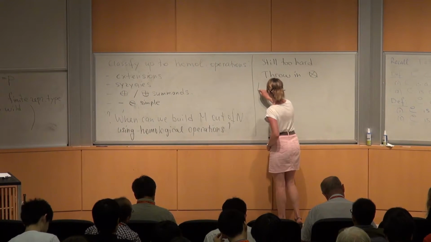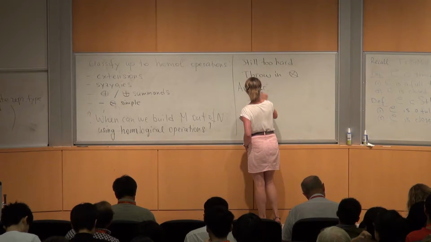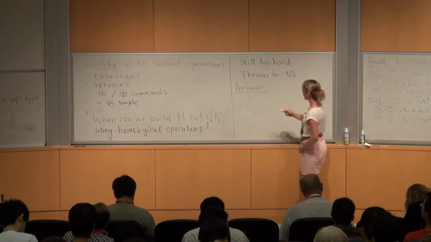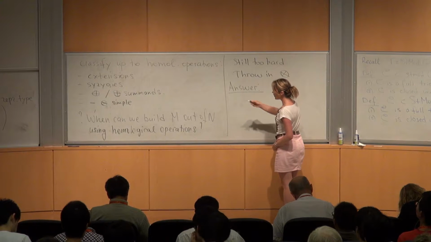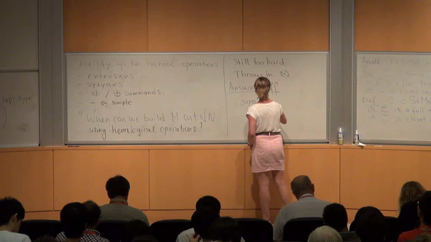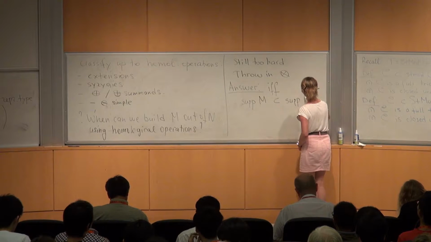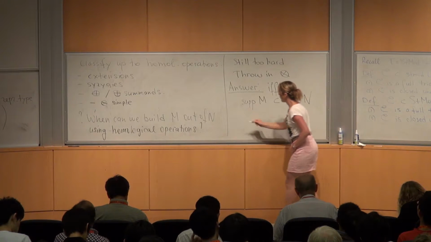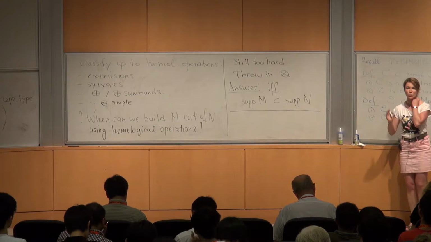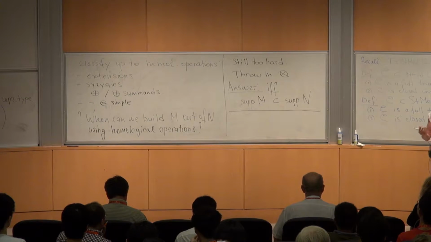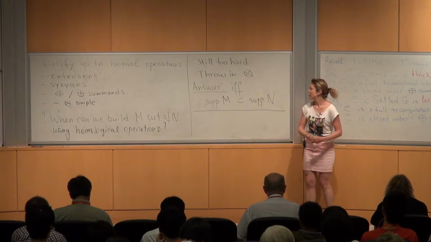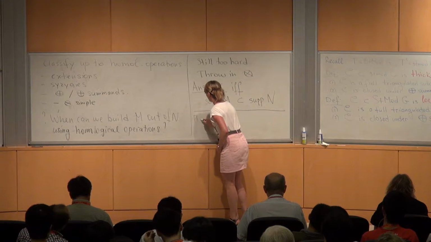And this question does have an answer, and proving the answer is going to be the goal of the next 2 lectures. And the answer is very simple. We can build M out of N if and only if the support of M is inside the support of N. Now there's probably at least one problem with this answer. I haven't yet said a word about what support is. But it is a geometric invariant of representation, and what I'm going to do today is describe this invariant.